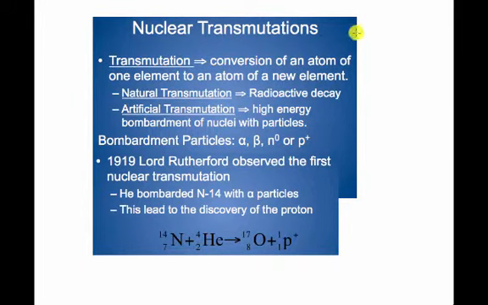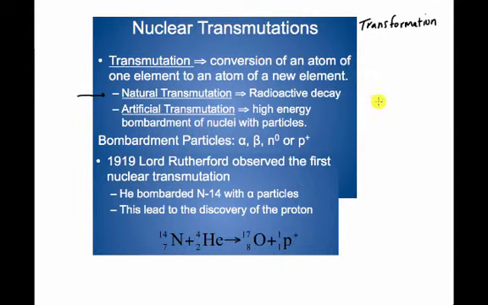So a transmutation, or transformation, is a reaction where we change one nucleus into another. So the conversion of one atom of one element to an atom of a new element. So we convert carbon into nitrogen, we convert element X into element Y. We've talked about natural transmutations or transformations already. That's what we call radioactive decay.